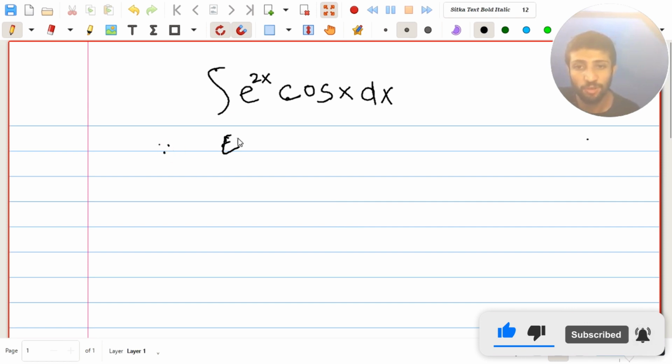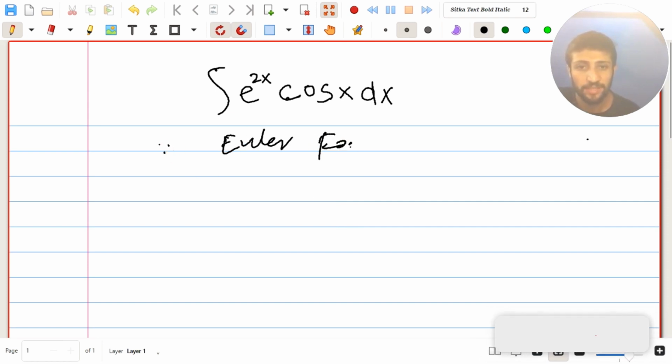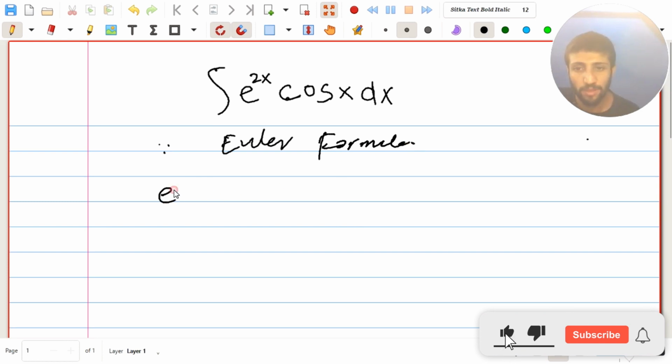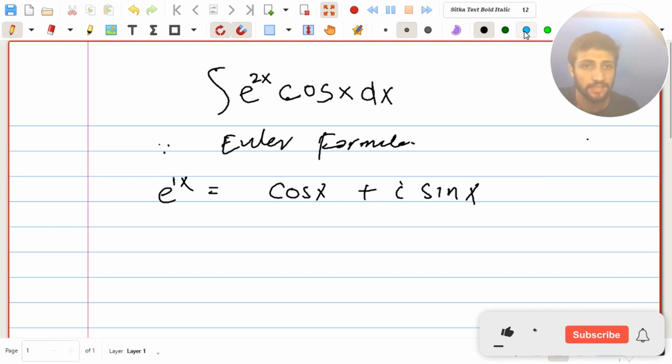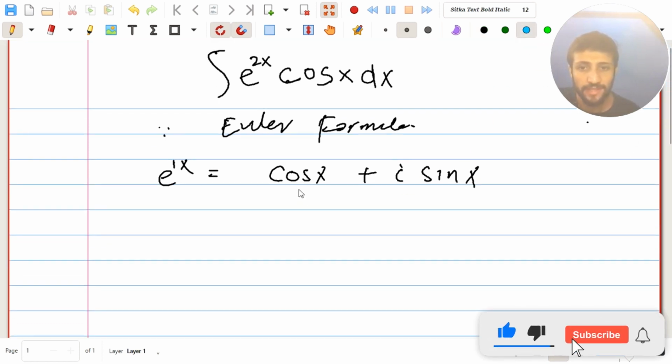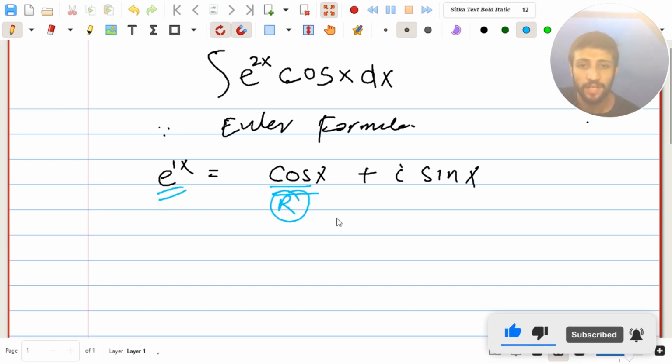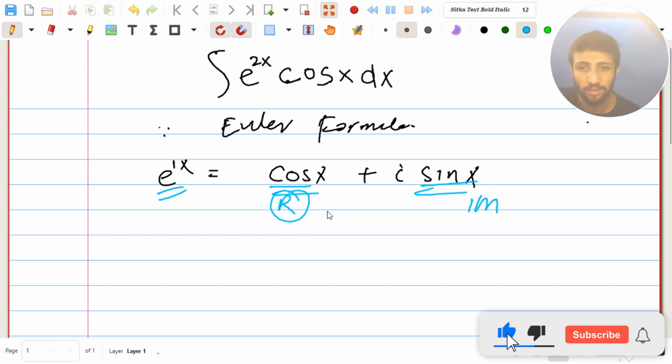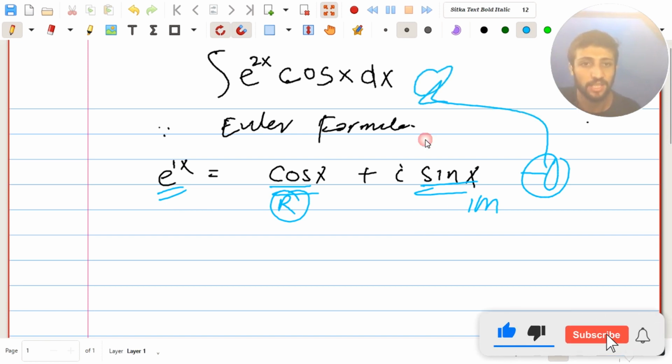So by using Euler formula, that is simply e to the power iota x equal to cos of x plus iota sine of x. Now you can see that this cos of x over here is the real part of this e to the power iota x, and this sine of x is simply the imaginary part of this e to the power iota x. Now by using this formula, I need to integrate this integral over here.